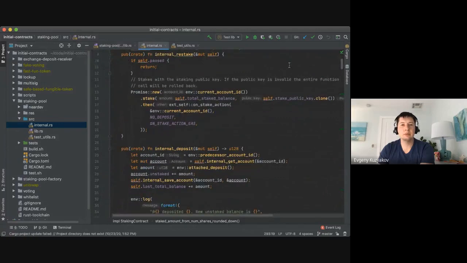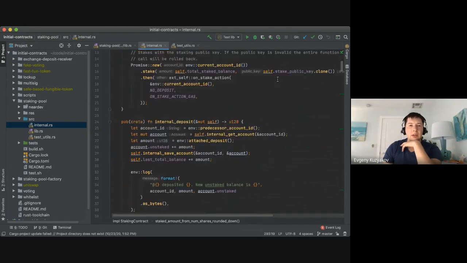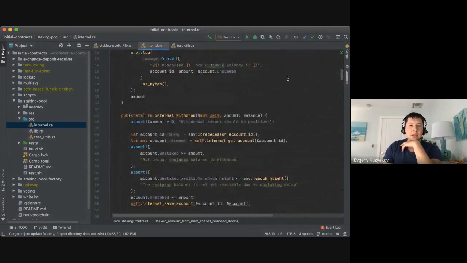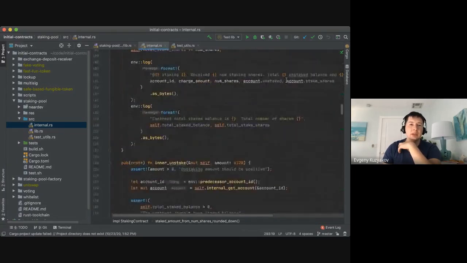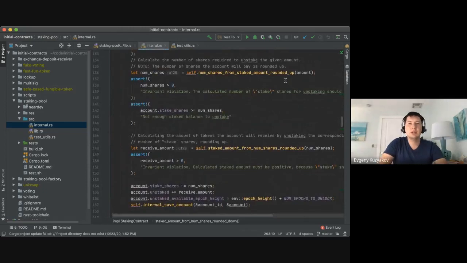What would be a good way to start? Like what should we try to see? Maybe we can start with internal ping. So this is the way that rewards are distributed.